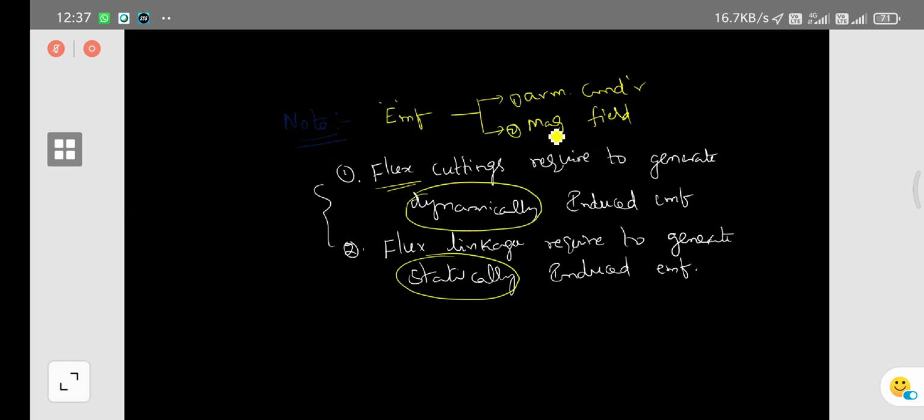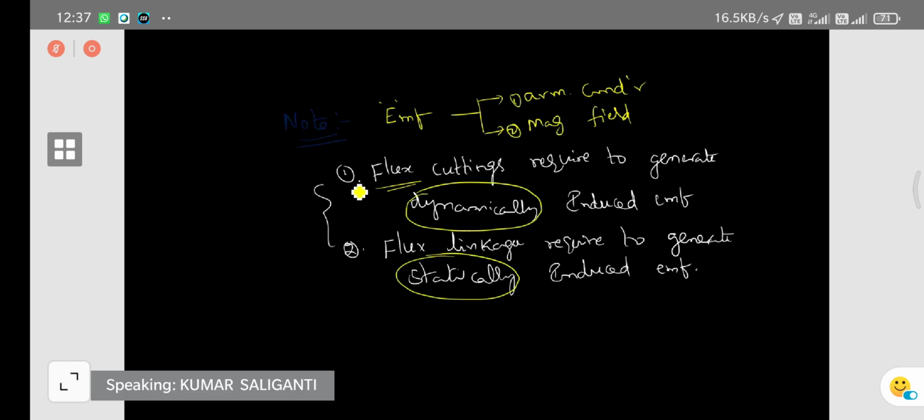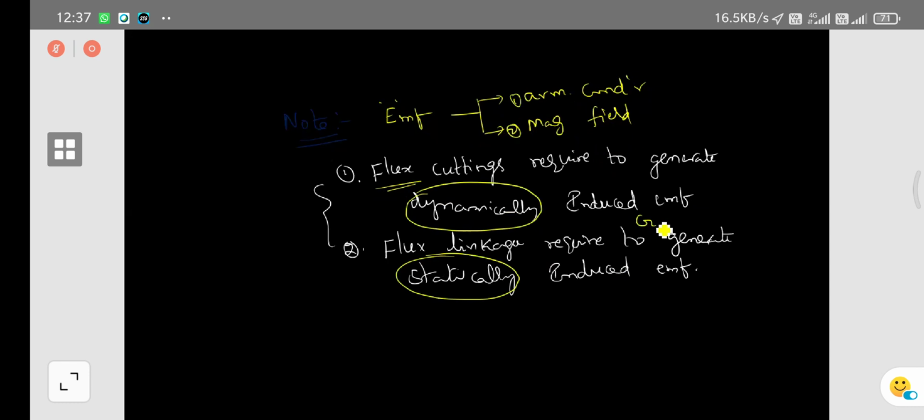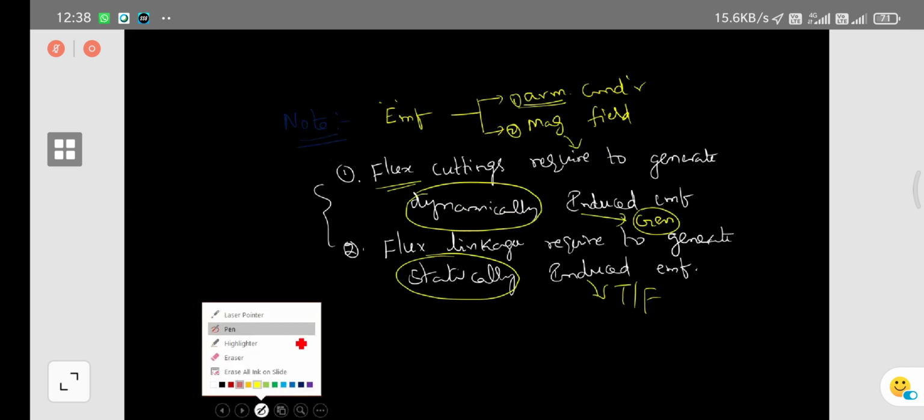In order to generate the EMF, either dynamically or statically, we have the requirements of armature conductor and magnetic field. The first point, dynamically induced, is for a generator; this one is for a transformer. Dynamically induced means it may convert electrical to mechanical or mechanical to electrical, like the dynamo process. In that case the armature conductor is rotating and the magnetic field is stationary.